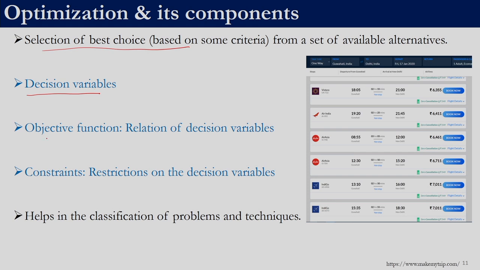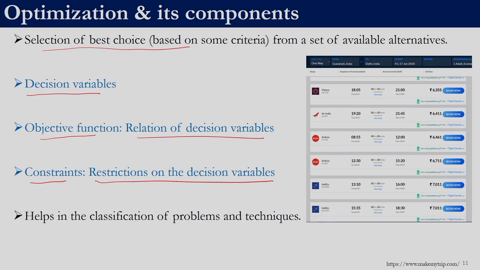Objective function is a relation of decision variables, which is what we want to either minimize or maximize, or in general we say optimize. And we have constraints, which are restrictions on the decision variables. So broadly we have three components: decision variables, objective function, and constraints. Constraints limit what we can do. Objective function is what we want to maximize or minimize, and decision variables are those which we can actually change. So the point is that we need to find the optimal value of the decision variables.